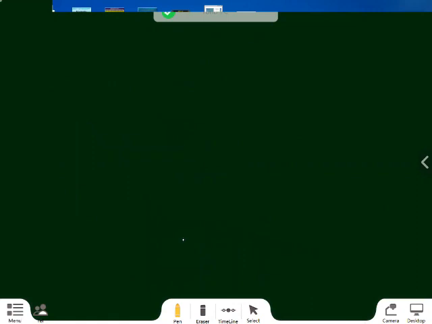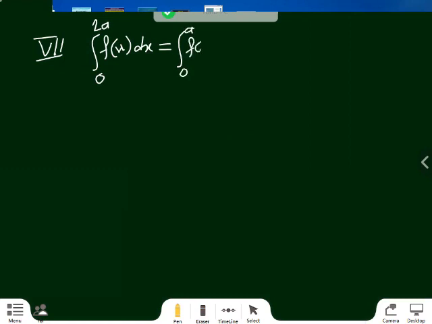Now property number 7. The statement of property number 7 is integration from 0 to 2a f of x dx equals to integration from 0 to a f of x dx plus integration from 0 to a f of 2a minus x dx.